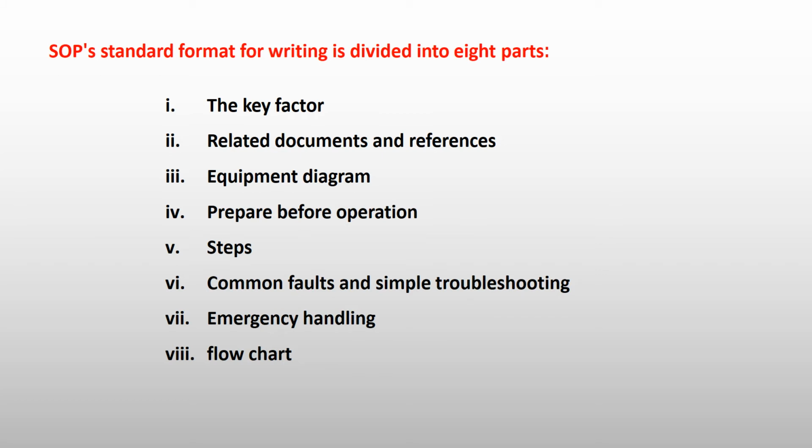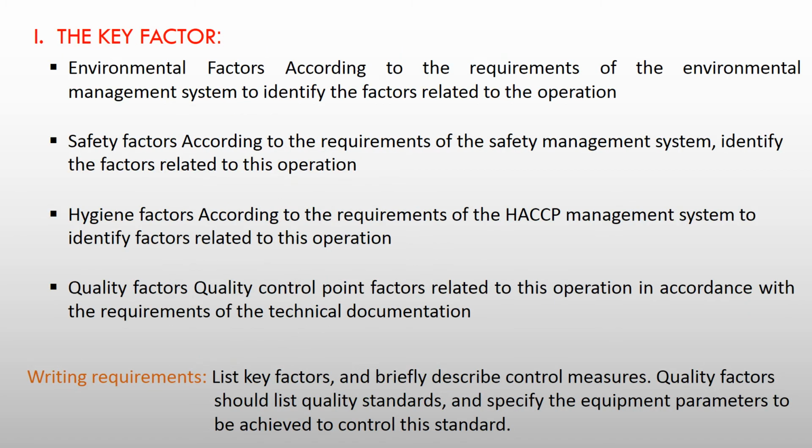And these are the main parts of the SOP format. It starts from the key factor, then related documents and references, then equipment diagram, prepare before operation. We know that if, for example, we need to manufacture a new product, before starting it, we need to prepare SOPs, like what steps we need to follow. Fine. After that, there are the steps, then common faults and simple troubleshooting, then emergency handling, and last is the flow. Fine.